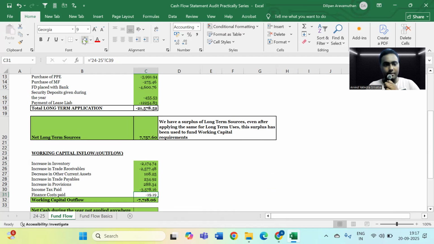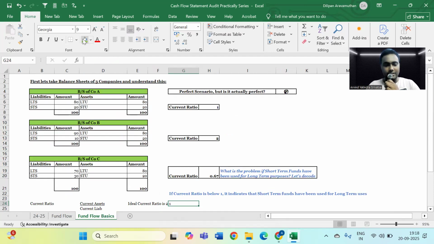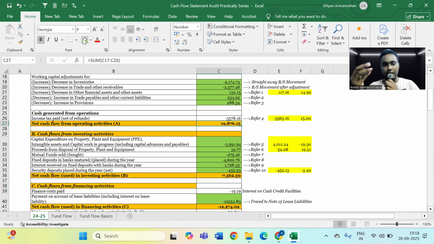Next, my finance cost paid. So why am I taking finance cost in current? As I told you earlier, 90% of the items appearing in my investing and financing activities would usually go in my long term. But why am I taking the finance cost as short term here? The reason being that when I went to the annual report of the company, I saw this finance cost was in relation to cash credit.